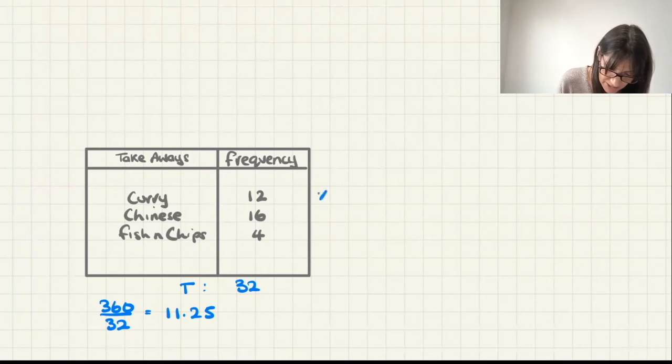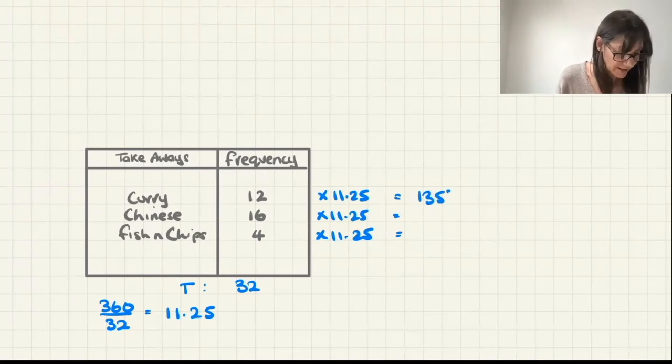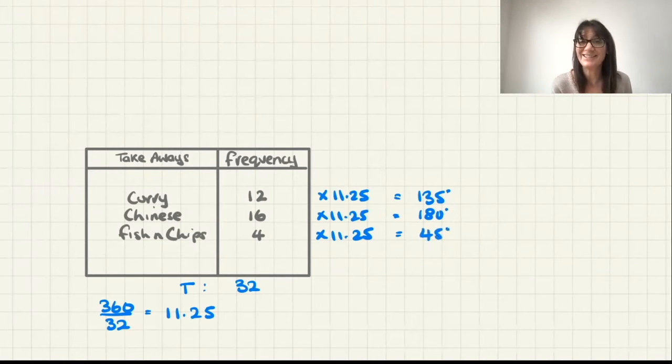So I'm going to times it on the outside in case I can't squeeze it in. I don't want it to look too squashed. So obviously I'm going to times everything by 11.25 this time. And I'm going to get 135 degrees, 180 degrees, and 45 degrees. So it worked out fine in the end, didn't it? All right, hopefully you weren't put off by that and you just confidently went through and did that okay. All right, so that is how you go about finding the angle sizes to draw for a pie chart.